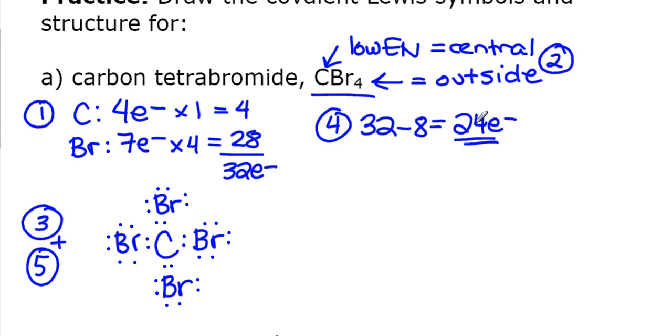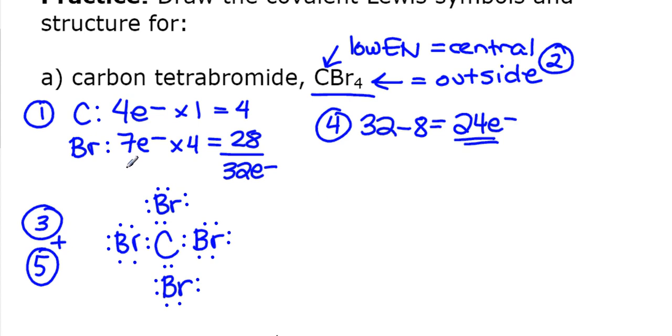Then we're going to check to make sure that there are octets around everything. So 2, 4, 6, 8 around this bromine. 2, 4, 6, 8. 2, 4, 6, 8. 2, 4, 6, 8. All of the bromines have 8. Then I look at carbon in the center. Does it have 8? Yes. 2, 4, 6, 8. Any electrons in between 2 symbols are shared between both and count for both. So at this point, I've used up all of my electrons and everything has 8 around it. So I don't need to go on to step 6.